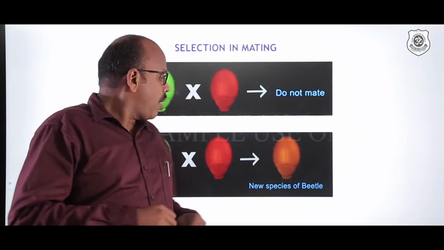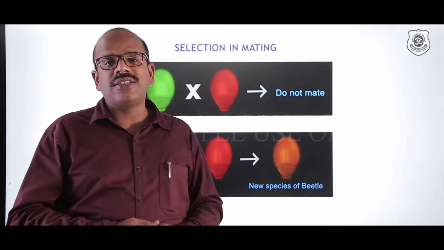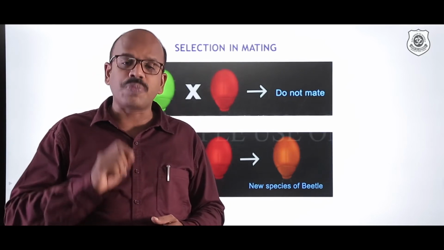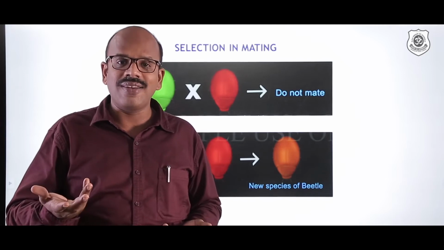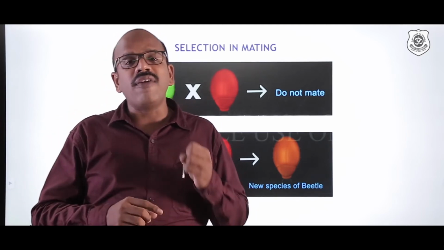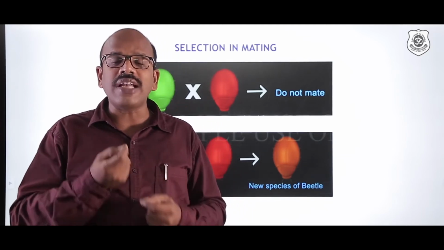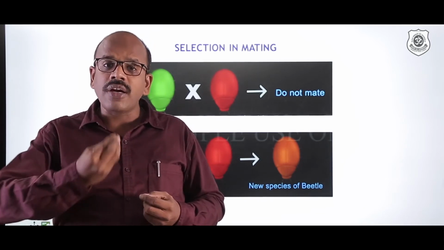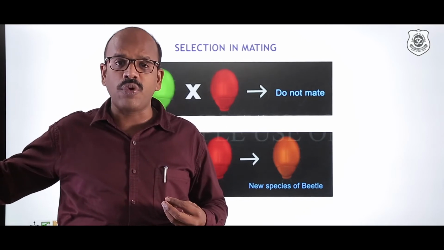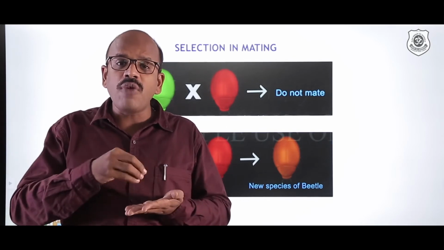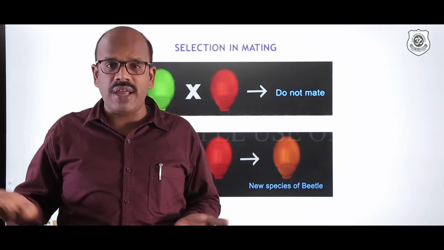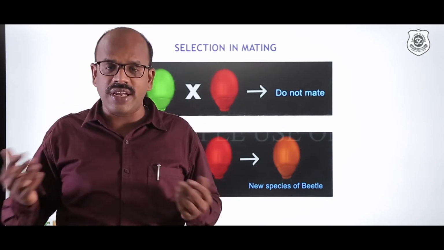And now, will it be a new species? That is a question. Yes, it can become a new species. When? When the variations get accumulated in a small way, but over several generations, these small variations get accumulated and they become a significant variation. It is a very large variation.